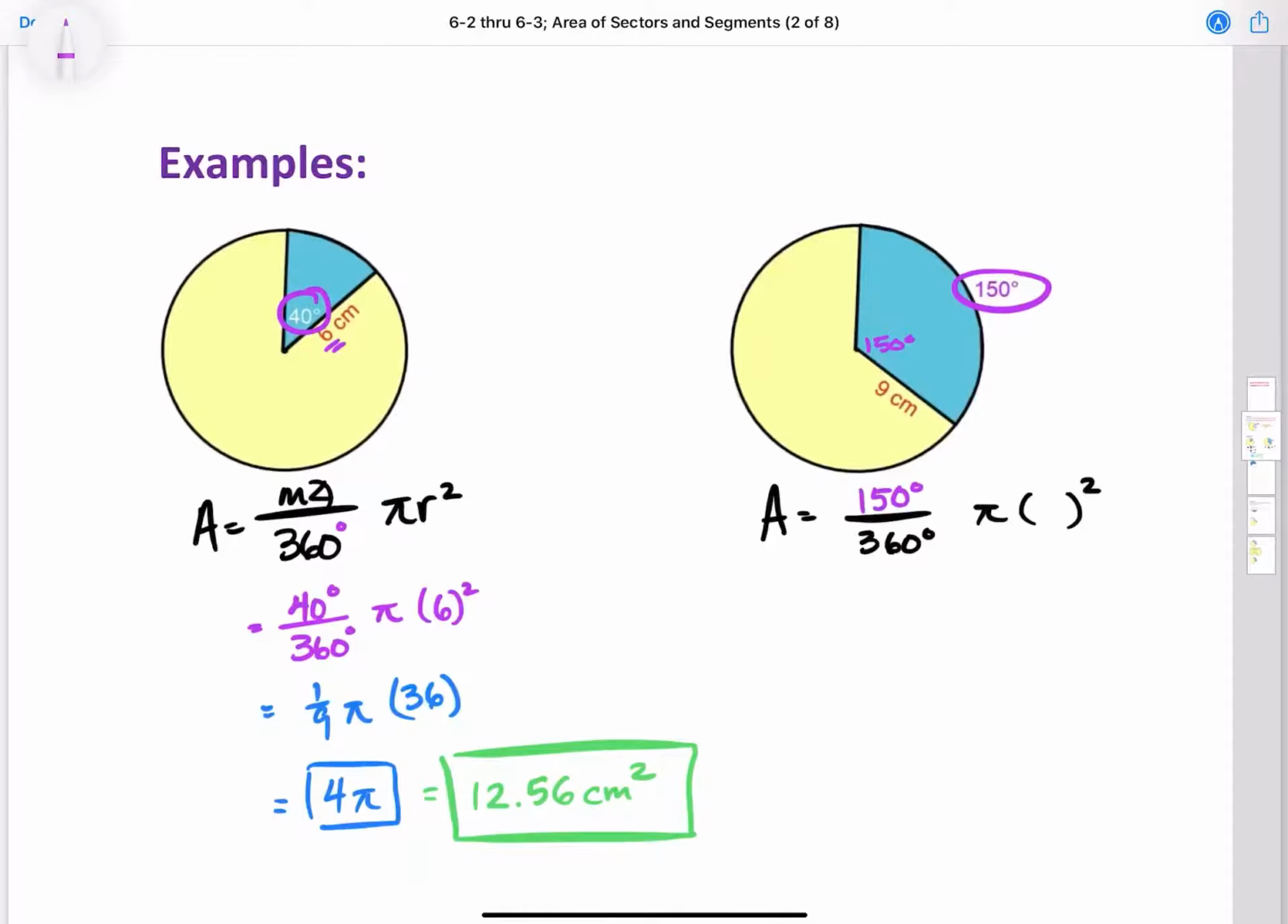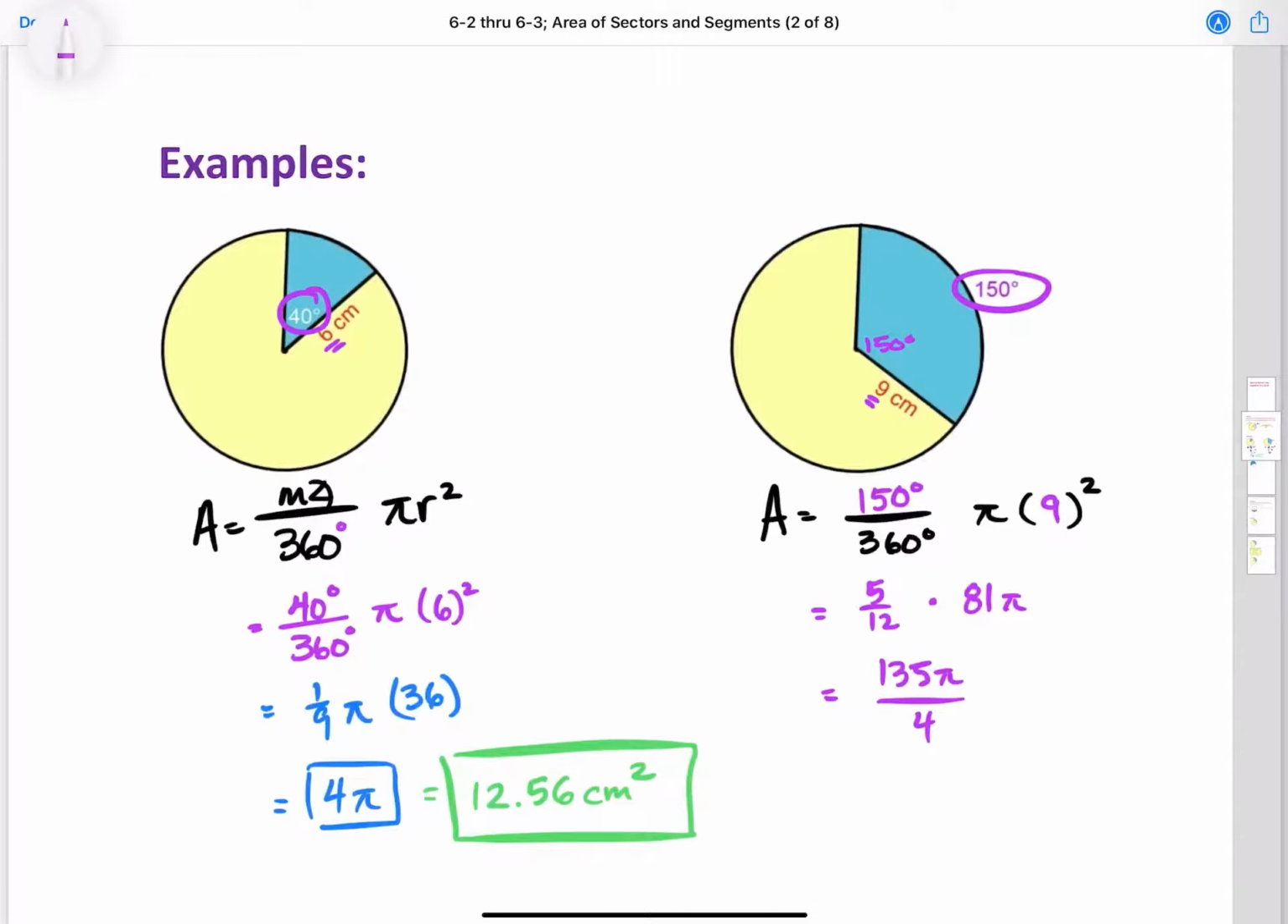So we have 150 degrees here, and then we have our radius, which is 9. So that's 9 squared. Now we simplify all of this. 150 over 360 can be simplified down to 5 over 12. And then 9 squared is 81, so that's times 81 pi. If we combine all of that together in terms of pi, that's going to be 135 pi over 4. Okay, and that's in simplest form.